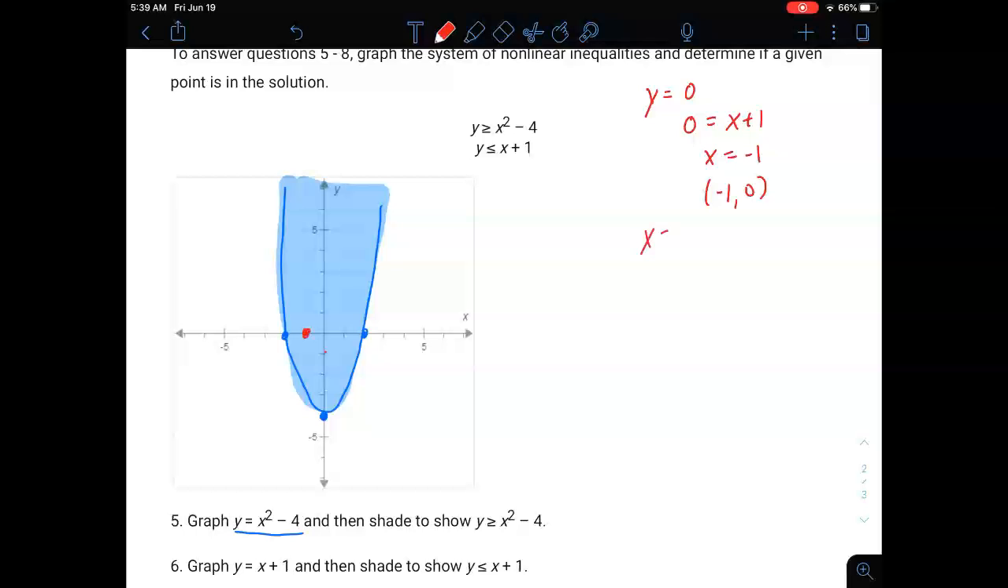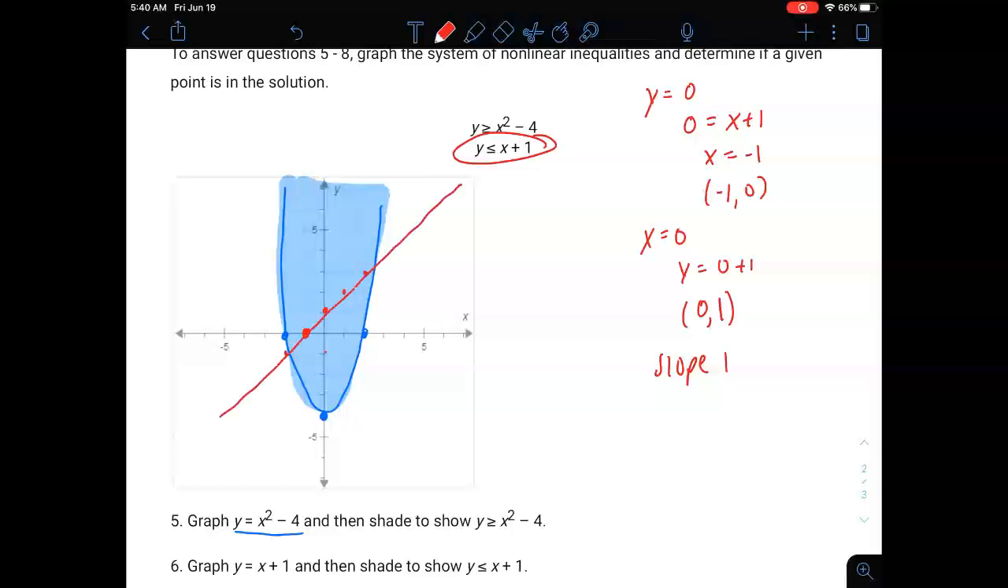All right. Then if I make x equal to 0, y is equal to 0 plus 1. So at 0, 1, we also have a point. And this is actually a straight linear line with a slope of 1. So we go up 1 over 1, up 1 over 1. All right. So this ends up being our linear line.